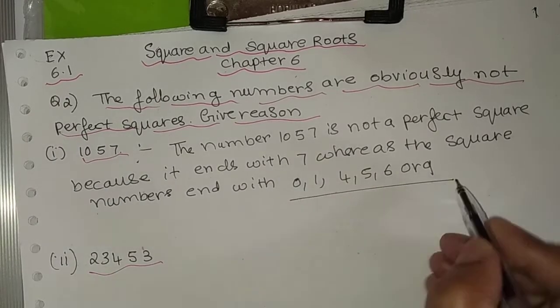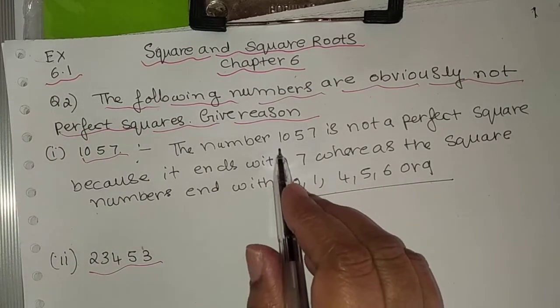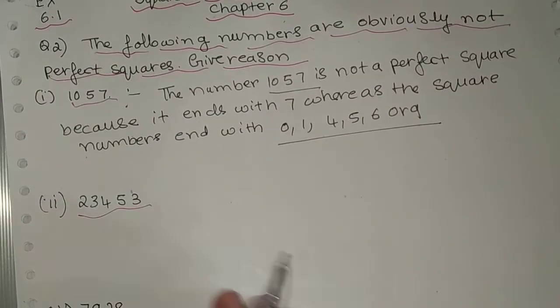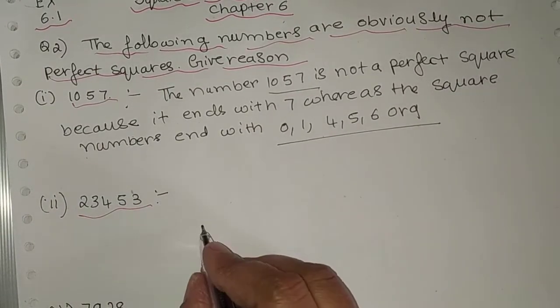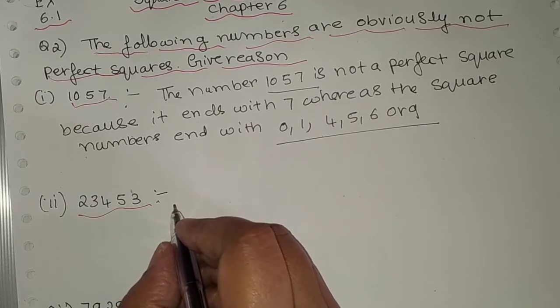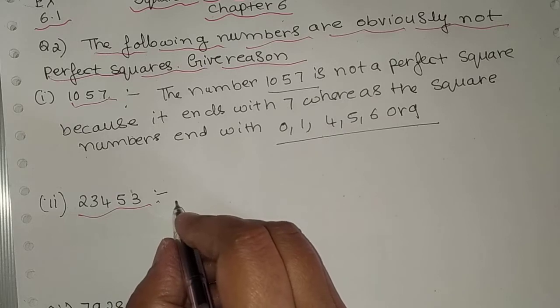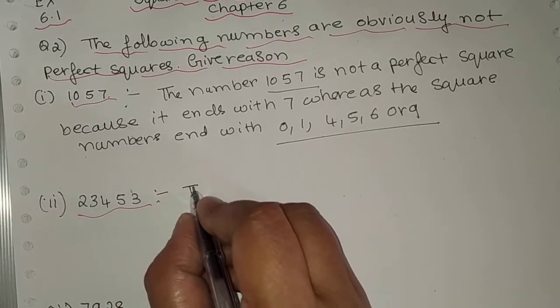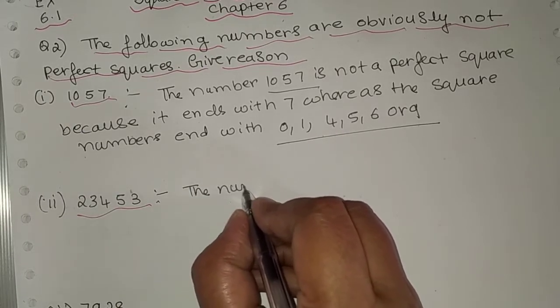So keep this in mind and just solve the problems. Next is 23453. As in the question only, they have given that they are not perfect squares, so only here we have to give the reason. Same thing here also.